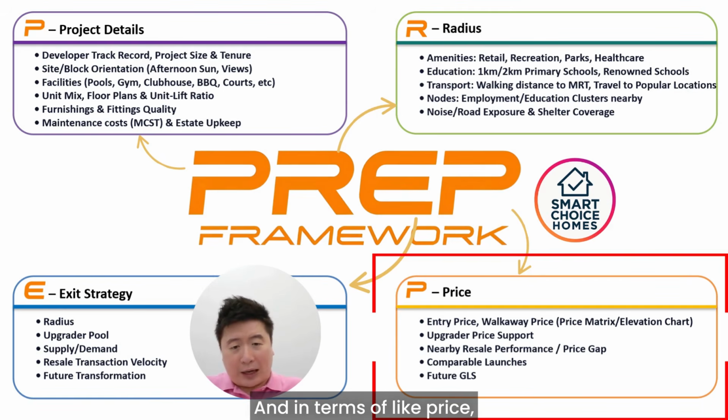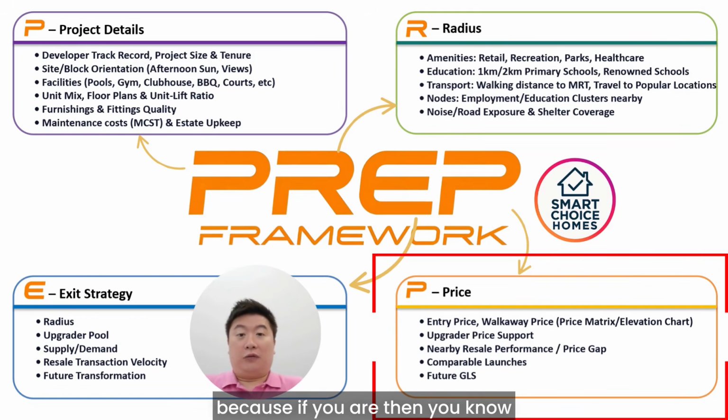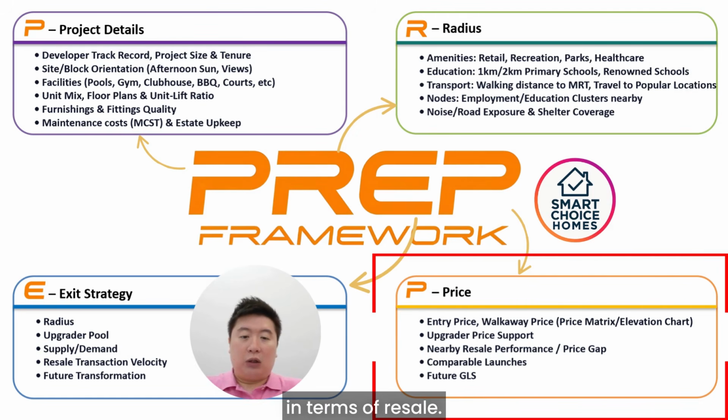In terms of price, there are also other factors like the upgrader price support. Whether you're in a $1 million HDB area matters, because if you are, then those HDB upgraders will have the capital to purchase your project at a higher price. That's your upgrader price support. And then you have your nearby resale performance. Alternatively, you can also look at the price gap versus the surrounding resale projects. So that's another indicator in terms of resale: either proven resale performance or price gap.